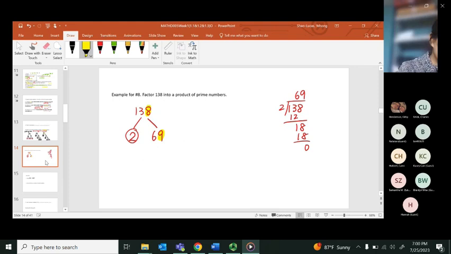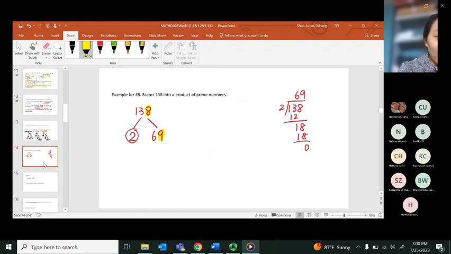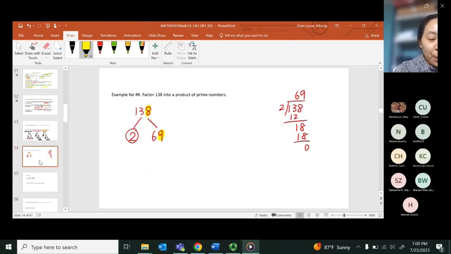So maybe next I want to check 5. 5 doesn't go in there either because the last digit has to be 0 or 5. Well, 9, it's not a 0, not a 5, right? So that means 3. We've got to check whether 3 goes in there. You probably can see it, or if you don't see it, you can add these 2 digits, 6 plus 9, which gives me 15, and 3 goes into 15. That means 3 goes into 69. So that tells me for sure 3 goes into 69.